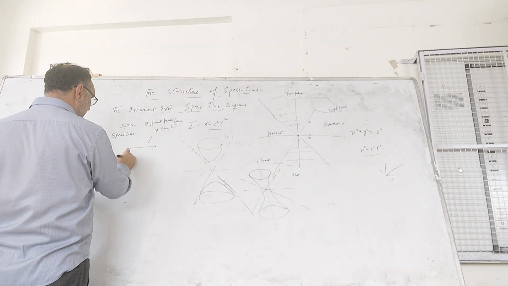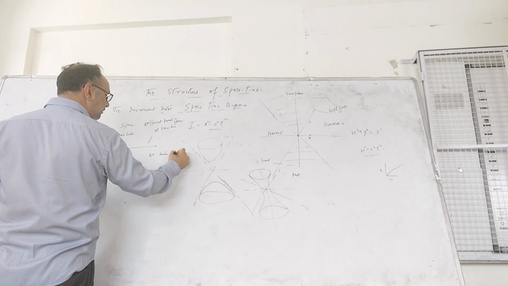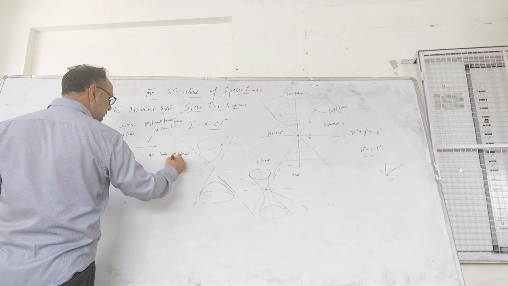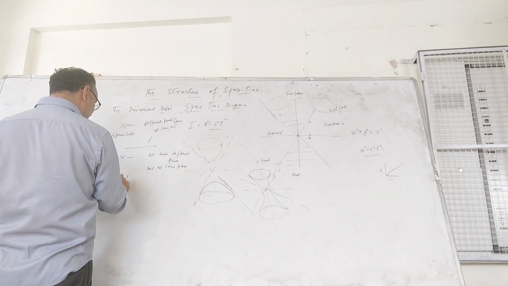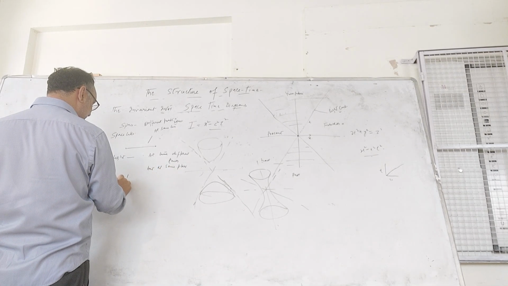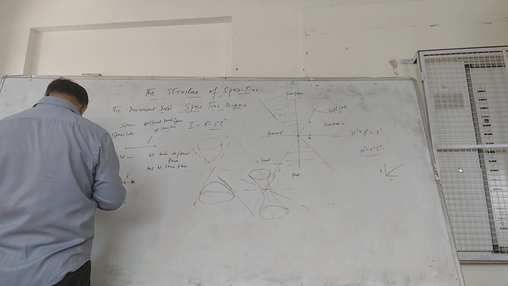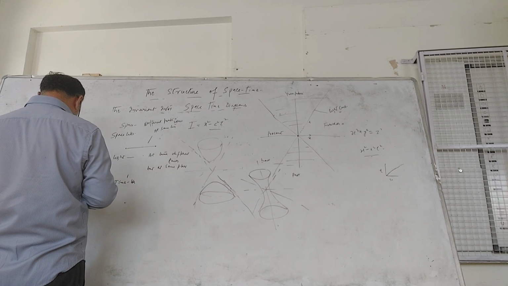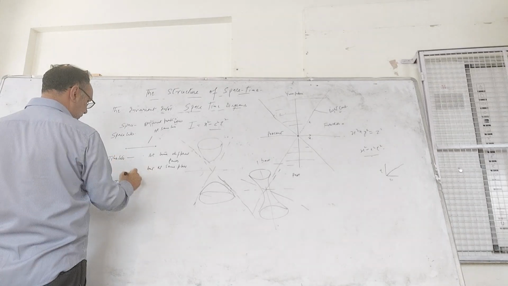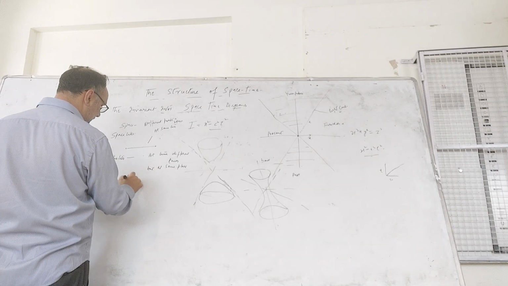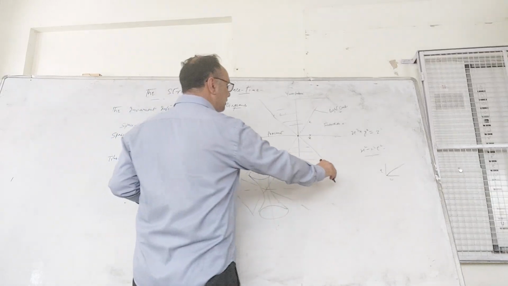लाइट लाइक हो गया: एट डिफरेंट टाइम्स बट एट सेम प्लेस। टाइम लाइक, लाइट, टाइम। And the third one is light length. It's at the same time, at the same place. Okay.